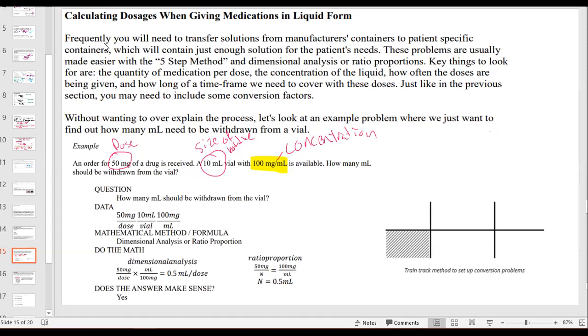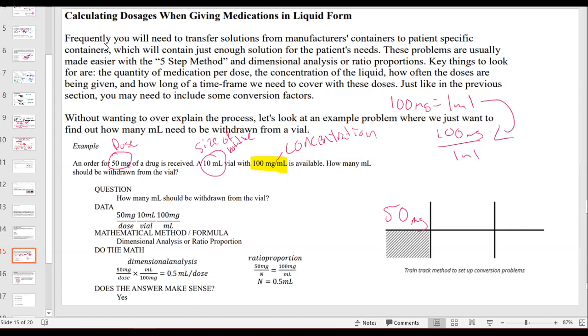So how many mLs should be withdrawn from the vial? My dose is 50 milligrams, so I'm going to write it down here. That's my dose, 50 milligrams. And my concentration is 100 milligrams per ml, which is just 100 milligrams per 1 ml, or in this other format... are those two the same thing? 100 milligrams equals 1 ml? Or 100 milligrams divided by ml.